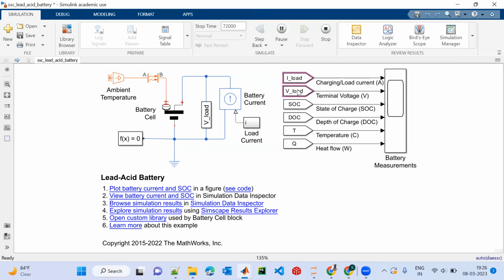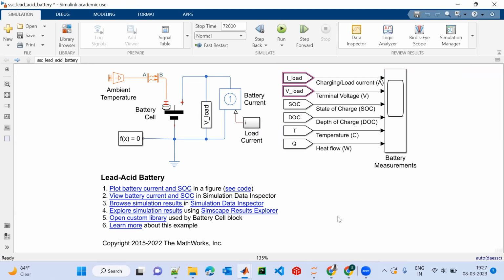Once the simulation is done, we can observe the parameters for all of these things inside the scope block. What we are doing in this simulation is, initially the battery is discharged at a constant current of 10 amps. Then the battery is recharged at a constant 10 amps back to the initial state of charge. Then the battery is again discharged and charged again.